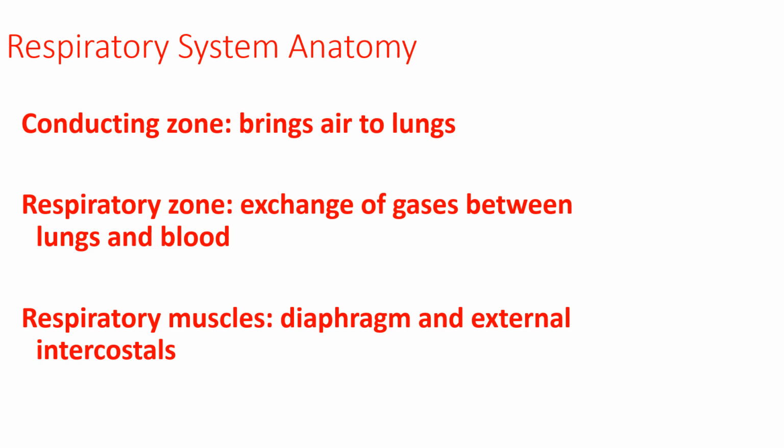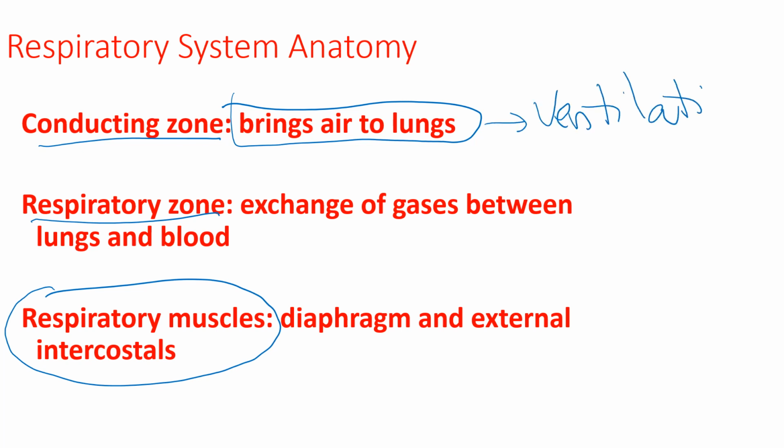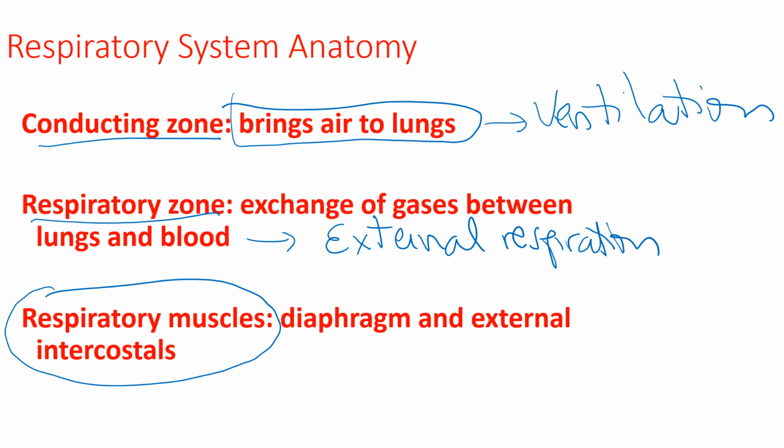So when it comes to anatomy, we're going to divide the anatomical structures of the respiratory system into 3 groups. The conducting zone structures, the respiratory zone structures, and the respiratory muscles. Conducting zone structures are the ones that bring air to the lungs. So these are the ones in charge of ventilation. The respiratory zone is where the exchange of gases between lungs and blood happens, so this is external respiration. Respiratory muscles, the diaphragm and external intercostals, are going to be contracted and relaxed in order to ventilate, inhalation and exhalation.